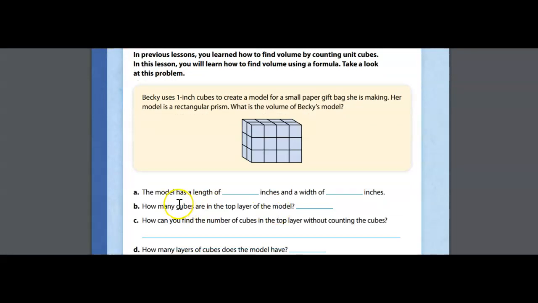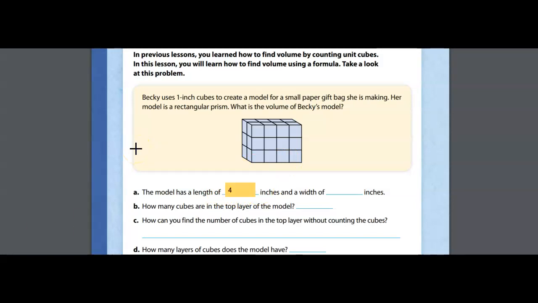So A asks us, the model has a length of blank inches and a width of blank inches. So if we're going to look at length, we're going to look at the longest part, which would be the bottom. And we're going to see how long is our model. And again, we're going to remember that they told us that each cube is 1 inch long. So the bottom length will be 1, 2, 3, 4 inches in length. So we're going to write that down in our space right here.